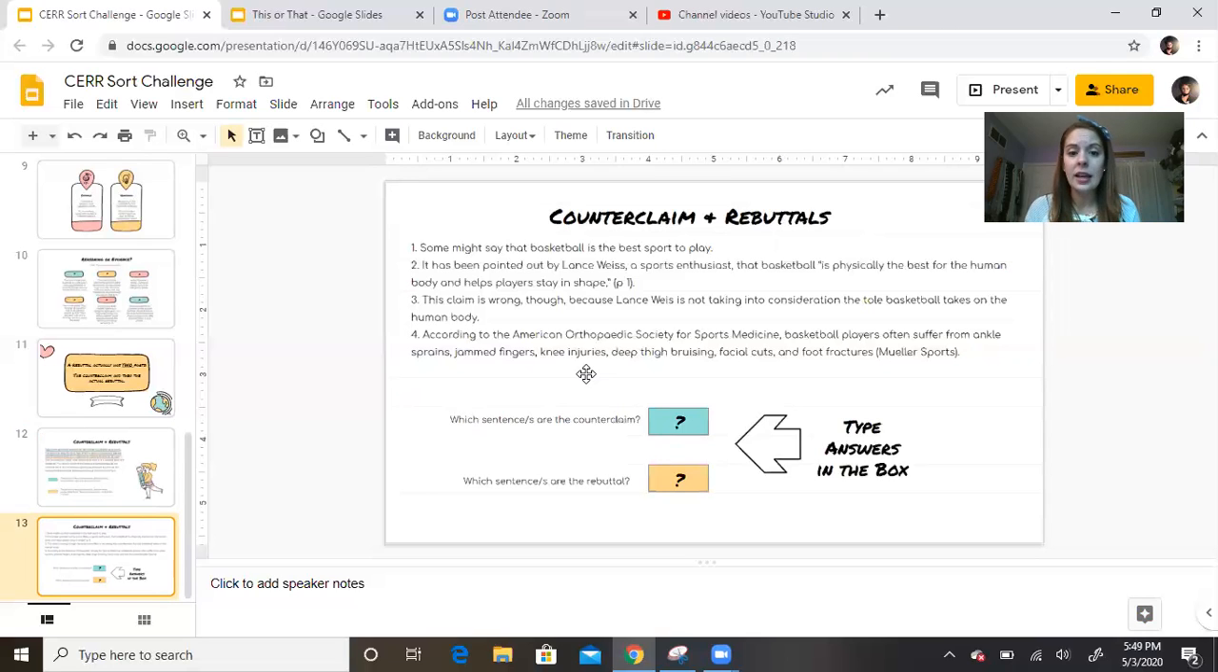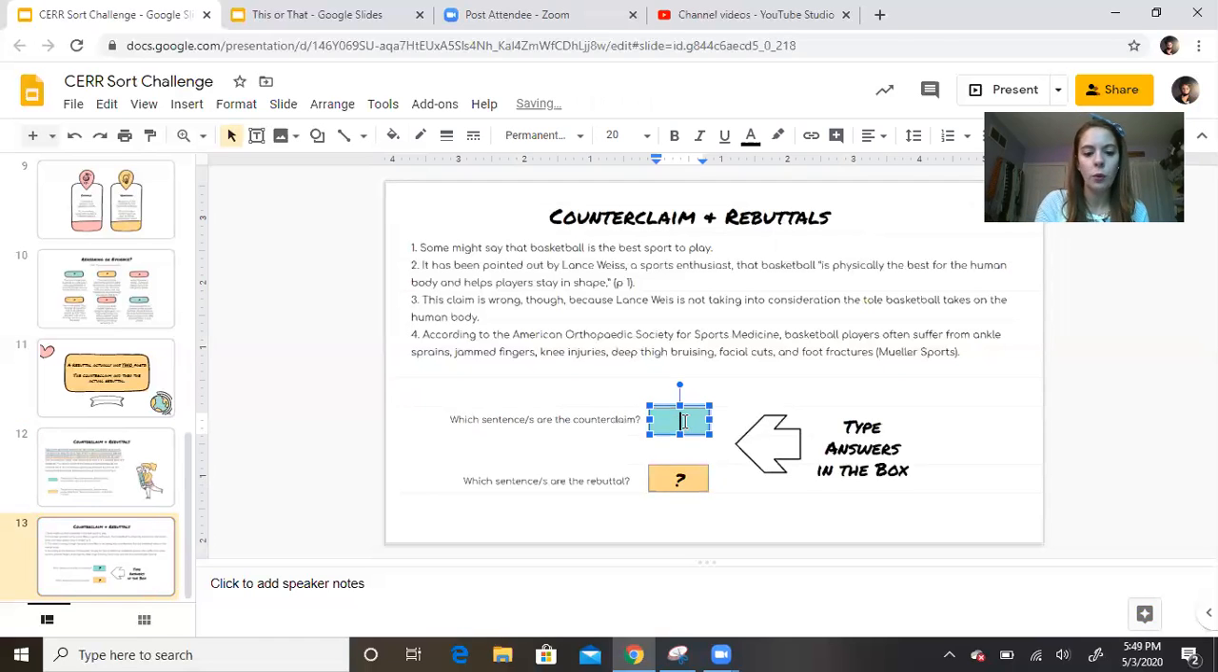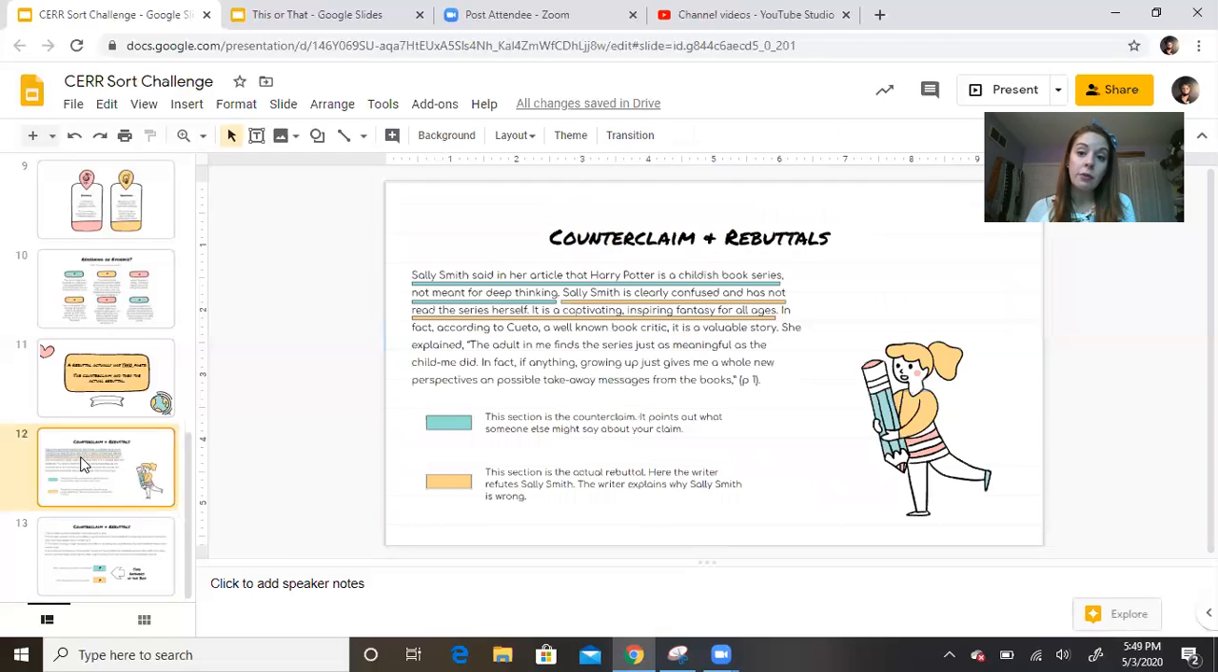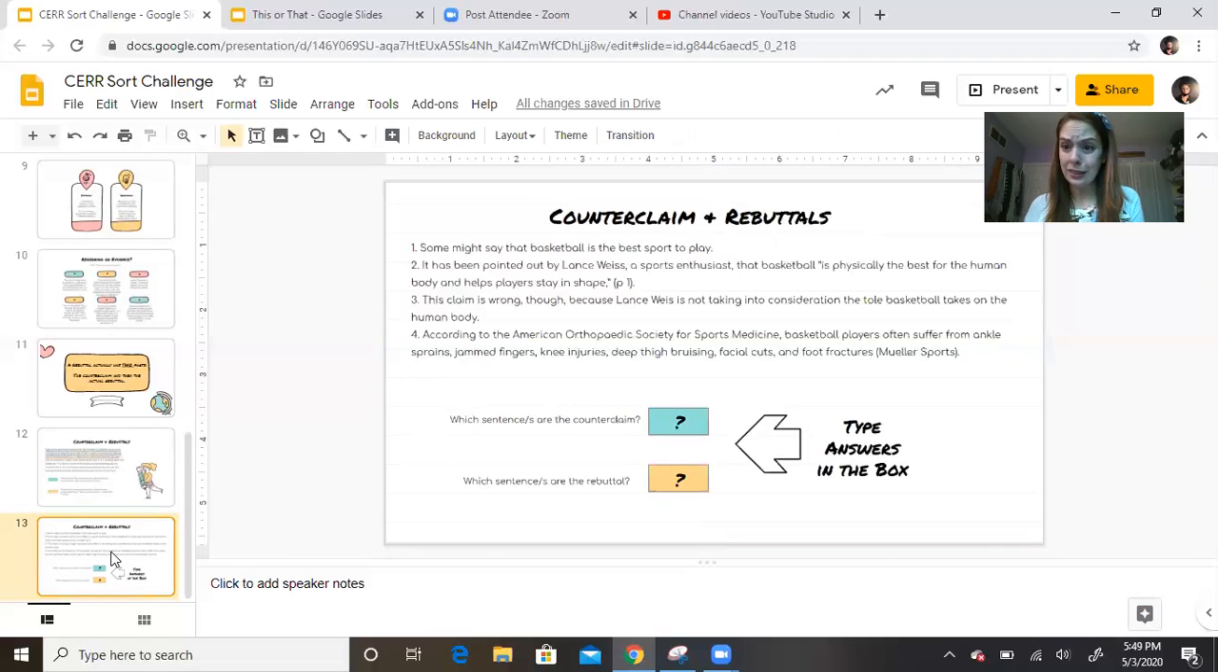So your goal here is to figure out which sentence or sentences represent the counterclaim. And then you would type those sentences here. If you think it's sentence number 4, you would just put a 4 there. If you think it's sentence 2 and 4, you can put 2, 4, whatever you think. And then which sentence or sentences are the rebuttal? Same thing. But remember, you should go back to slide 12 as a reference. You don't just guess. Use your brain and use your resources to determine which sentence or sentences are the counterclaim and rebuttal.